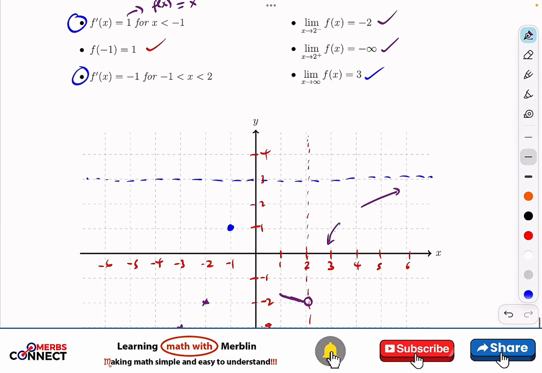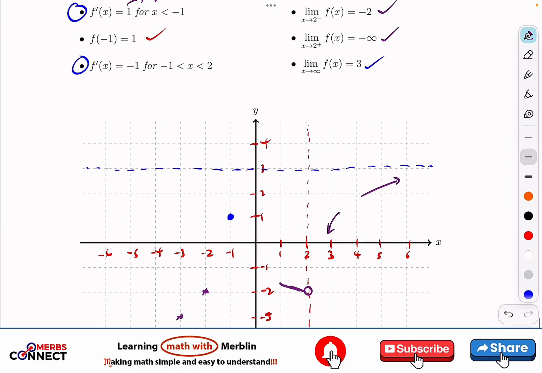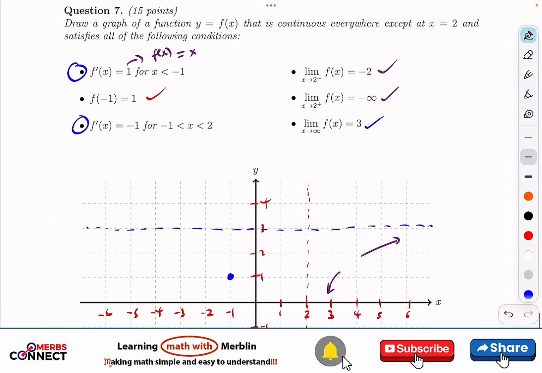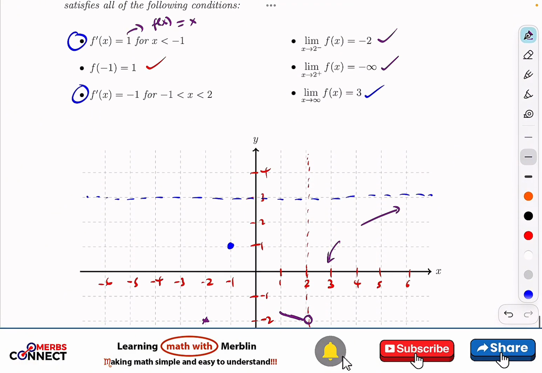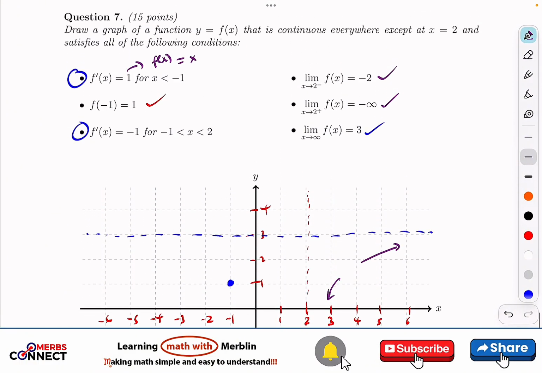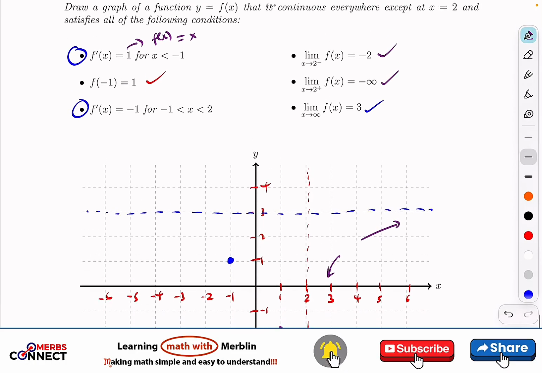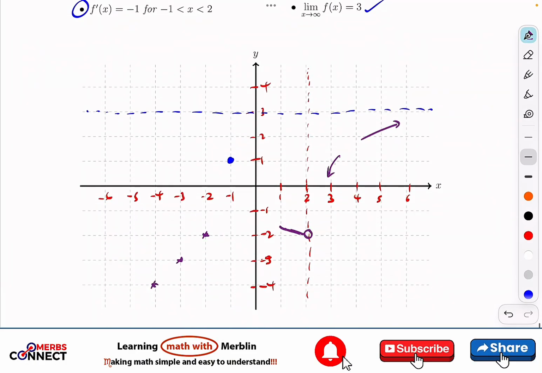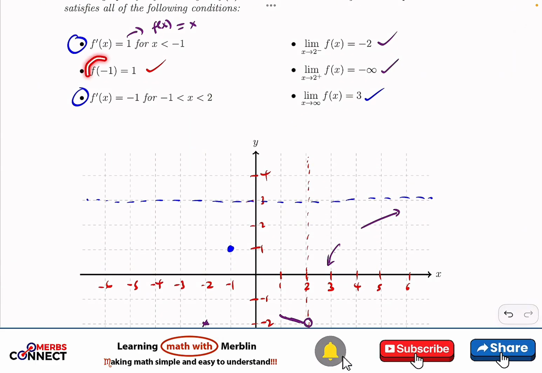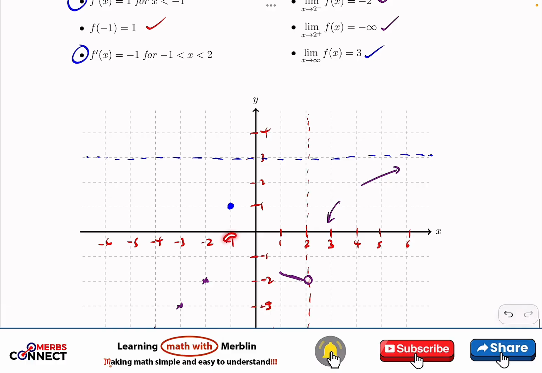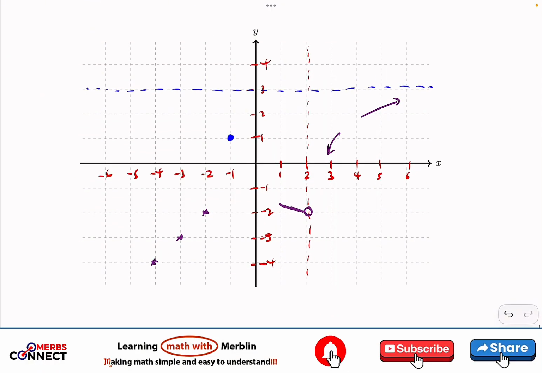Then let me see what is happening when x is -1. Oh, am I doing it right? Let me see. Yeah, I think I'm doing it right. f of -1 is 1. But I don't know. Okay, let me just pause here and look at the right hand side.